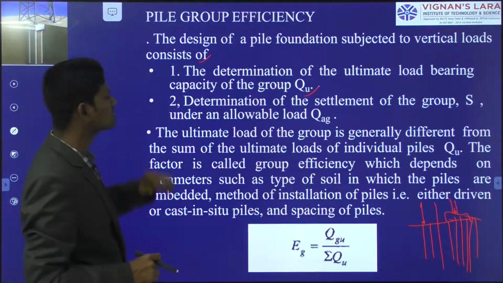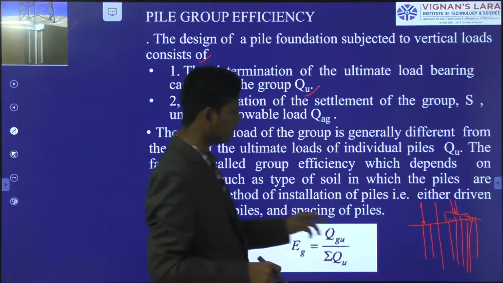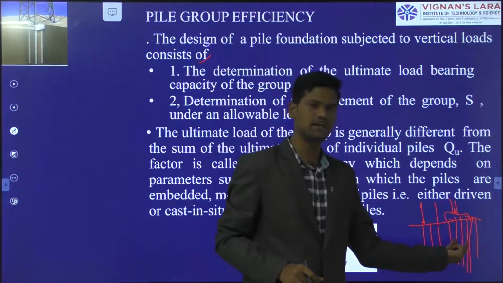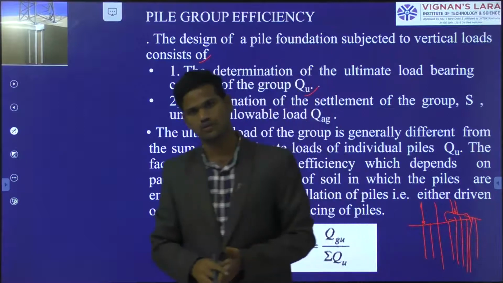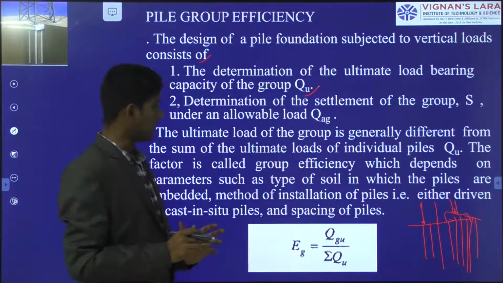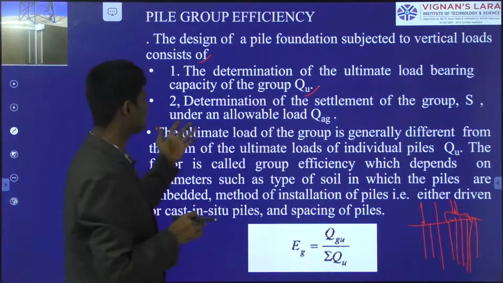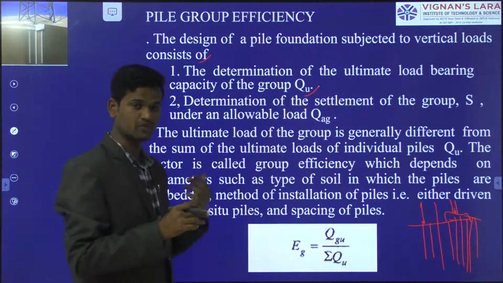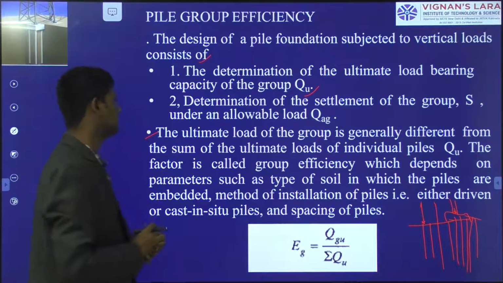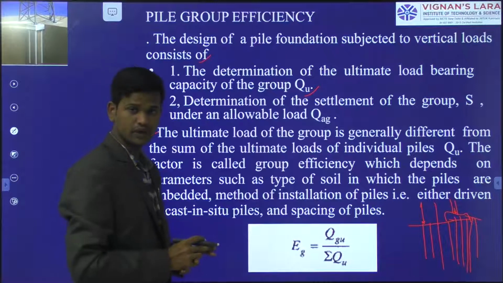Again, if you see here, determination of the settlement of the group under allowable load. That means if you apply the load, how much settlement will act on the group of piles, that also we have to know before inserting into the underground soil mass. First we have to determine how much ultimate load carrying capacity will be available for the group of piles, as well as the settlement of the group. For this group, how much settlement is possible. These 2 points we have to determine. And the ultimate load of the group is generally different from the sum of the ultimate loads of the individual piles.